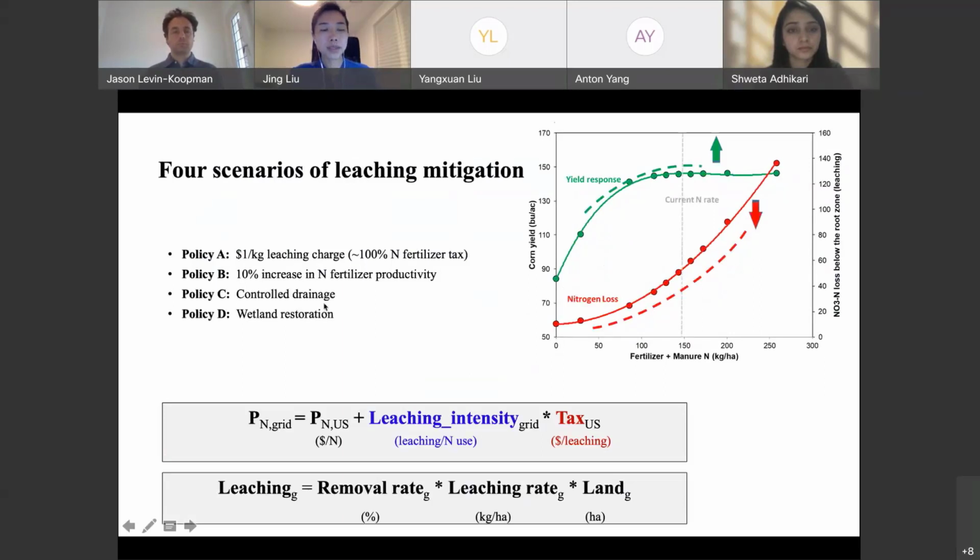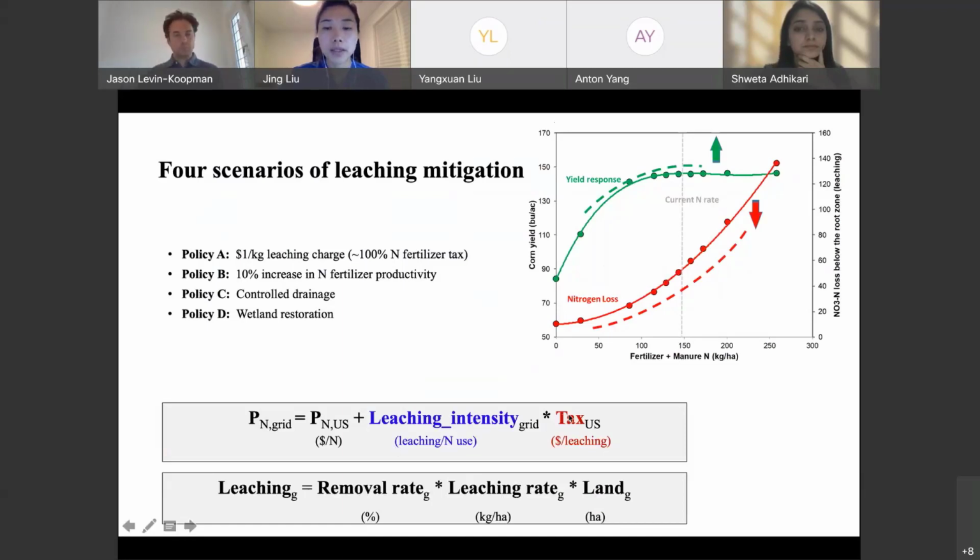For the policy controlled drainage and wetland restoration, it doesn't really affect the fertilizer use, but it shifts this leaching curve downward. So for the same amount of fertilizer use, the leaching loss will be less. In the model, it will just add an adjustment to the original leaching rate. So the total leaching, which combines the leaching rate and the area, will be lower after it is adjusted by this removal rate.